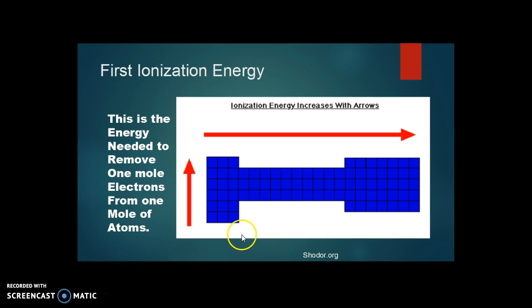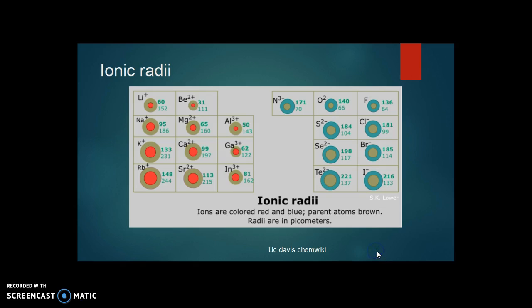So the highest ionization energy would be in the nonmetals up here, also the highest electronegativity. The lowest ionization energy, as we already know, is going to be in the alkalis here, and that would also be highest at the top and lowest at the bottom.